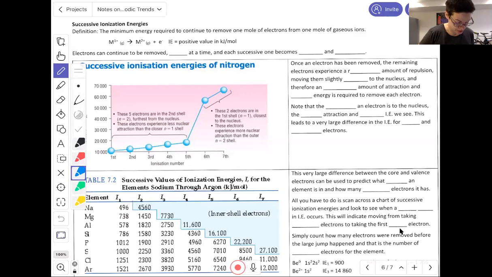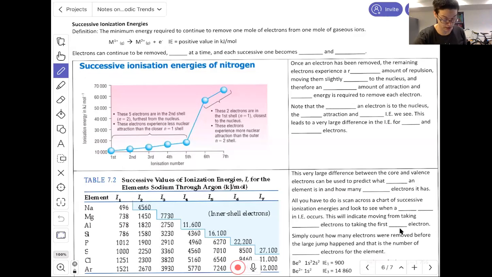So up at the top, successive ionization energies. Because it's ionization energy, it's still energy required to remove electrons, but it's to continue to remove. So you're still removing them, but the difference is you can only take off one electron at a time and still call it ionization energy. But as you pull off electrons, each successive, which is another way of saying additional, each additional one becomes harder and harder to pull off because they're stuck so much more.